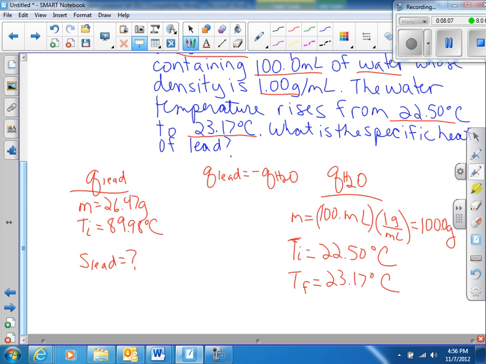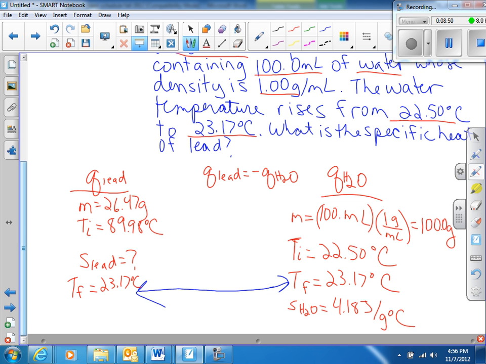Now, in the previous problem, I gave you the specific heat of water, and this would be given to you in a problem. So we already know the specific heat of water. It's 4.18 joules per gram degrees Celsius. And we actually know something else about the lead. The final temperature is the same. When we have a heat transfer problem, the final temperature of any substance in the solution is the same. So this T final will also go over here. T final for the lead is also 23.17 degrees Celsius.